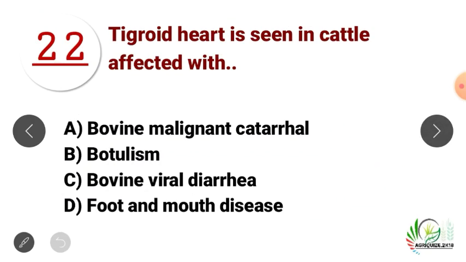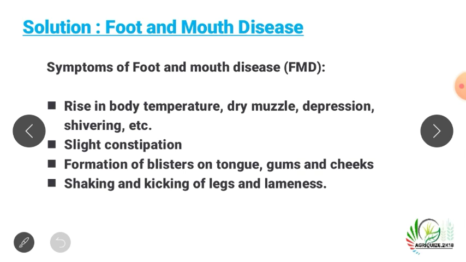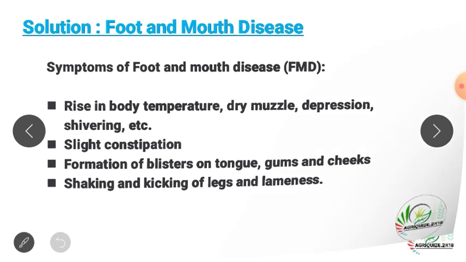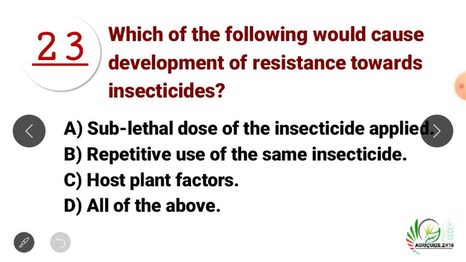Question number 22. Tigroid heart is seen in cattle affected with? Option D, foot and mouth disease. You can check here the symptoms of foot and mouth disease. Question number 23. Which of the following would cause development of resistance towards insecticide? Here all of the above option is correct, as sublethal dose of insecticide applied, repetitive use of the same insecticide, and host plant factors are responsible for resistance towards insecticide.